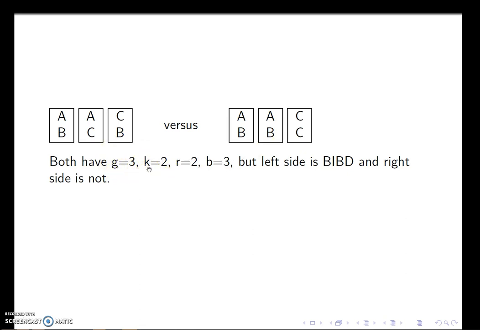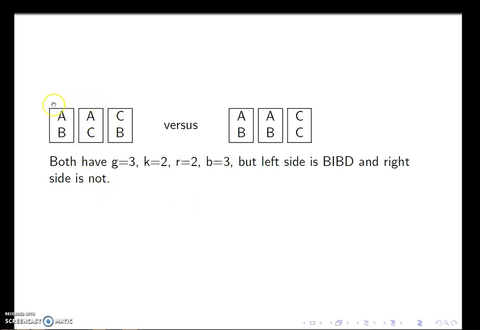K here, what is K again? The number of units per block. That's the number of eyes if we're thinking very concretely. So K is 2. R is 2 in this case because we have each level replicated 2 times across the whole experiment. And B here is 3. And what is B again? It's our number of blocks. So let's check. R times G is 6, which is equal to K times B, also 6.